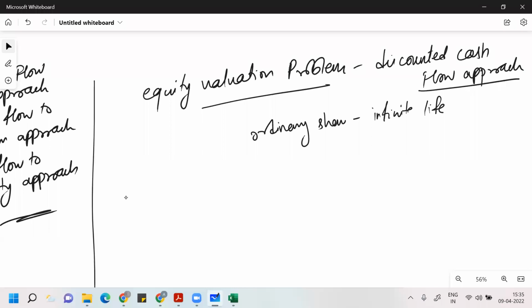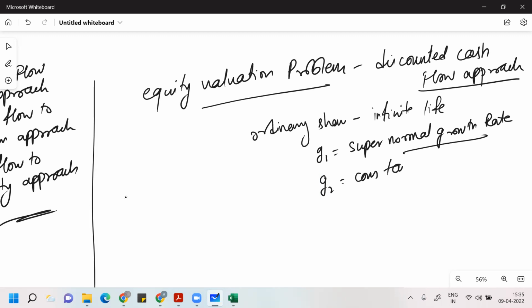So what do we actually do here to value these kinds of firms? We assume the growth rate of the firm. In the problem, they will give some growth rate. When the firm is expected to grow at a very high rate, that is called supernormal growth rate. Some problems will be two-stage growth rate model problems, or they can be three-stage growth rate model problems. If it is a two-stage model, they will give you only two growth rates: the supernormal growth rate, and then the constant growth rate.